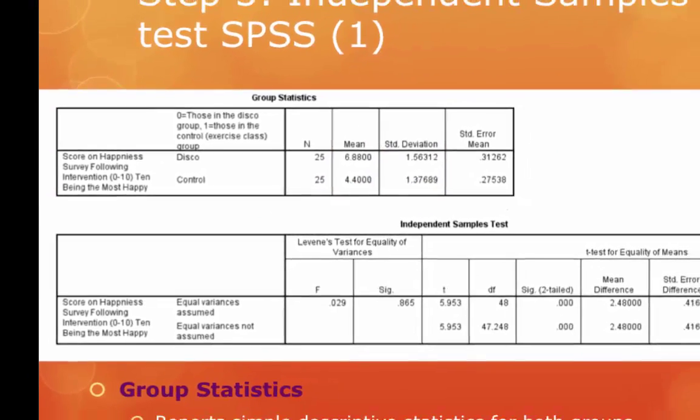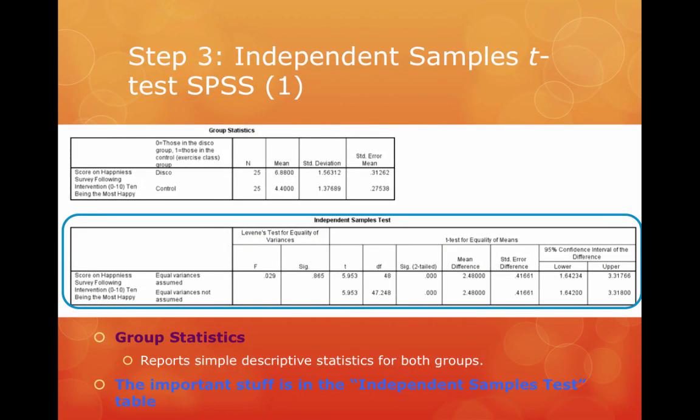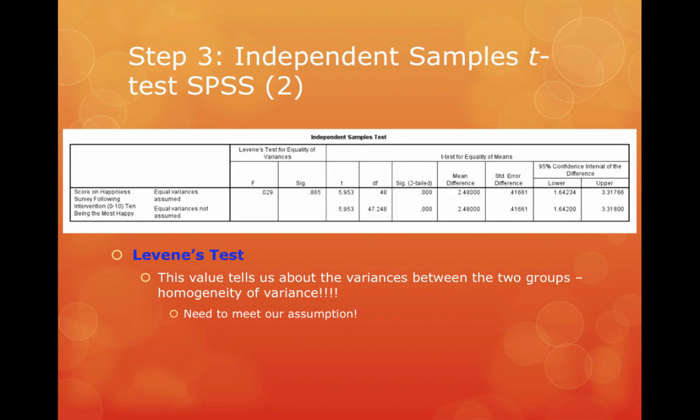The second table is really the important stuff. This is our independent samples test, and we see that it's called that from the name of this table. So let's take a look at this table in much more detail. The first thing we want to look at is Levene's test. This is our test for homogeneity of variances. Remember, we talked about that in part 1 video.